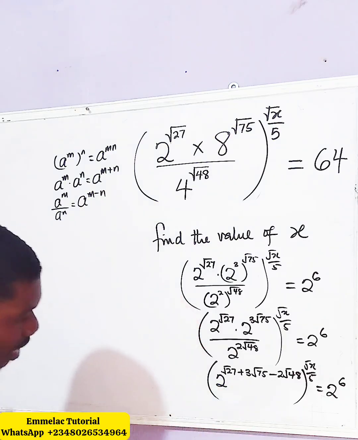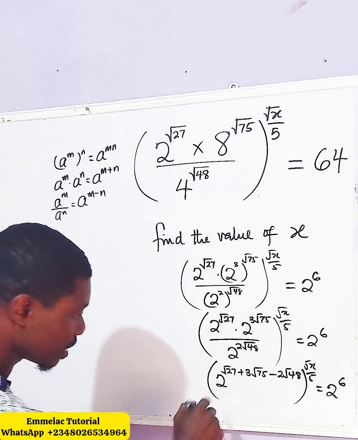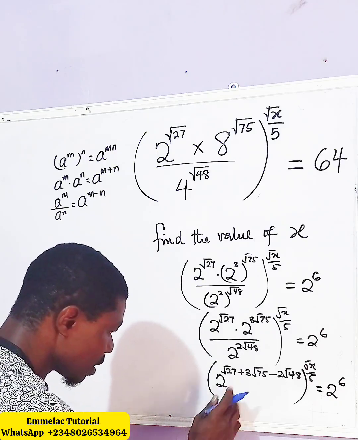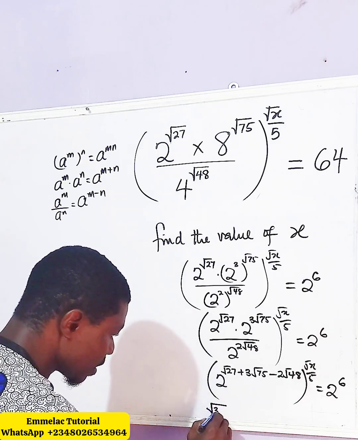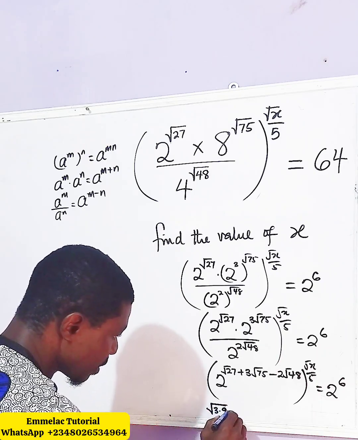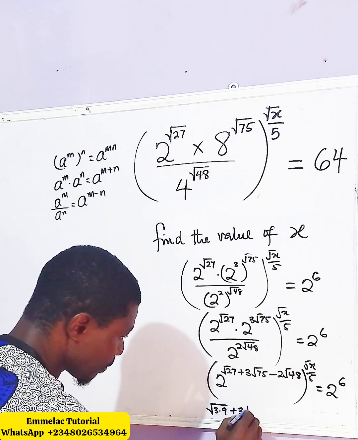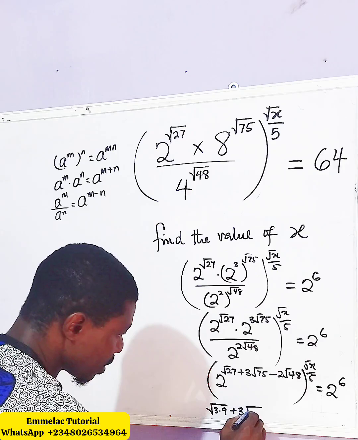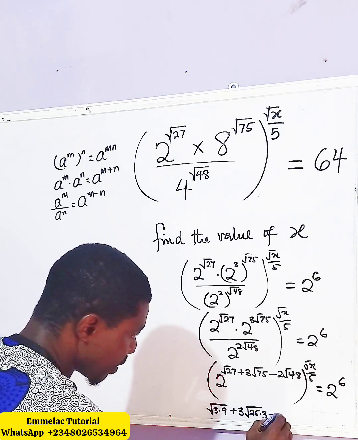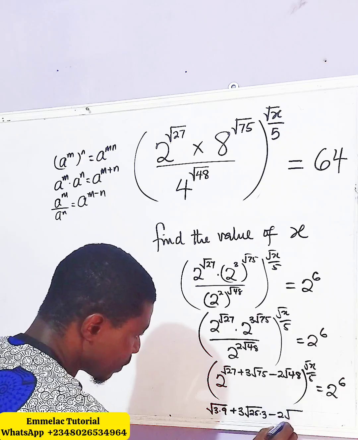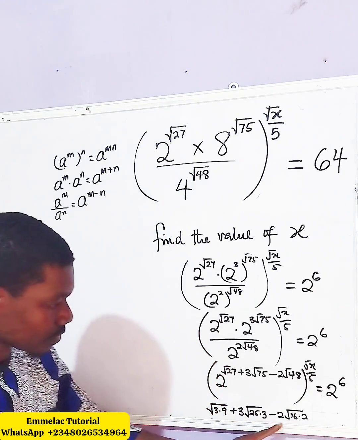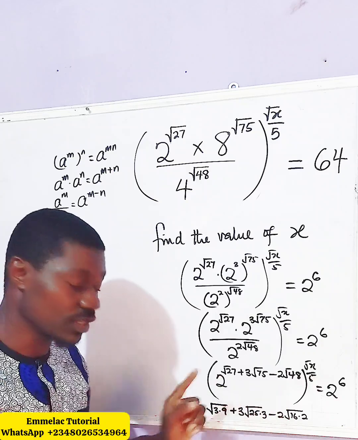Okay, now let us simplify this exponent here. So let us work with this first. Now root 27 can be written as root, let me just deal with this first, 3 times 9, then plus here we have 3, this will give us 25 times 3, then minus 2, this will be 16 times 3. Okay, so I just want to resolve this exponent first.